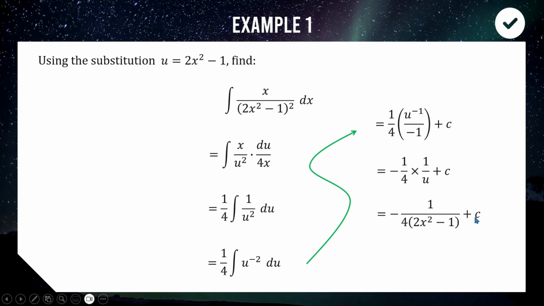If you're feeling a bit fancy, you are welcome to expand the bottom. You can put the negative on the top if you want, but either of these two last lines are going to get you full marks, and they're considered to be equivalent, so whichever one you prefer really.